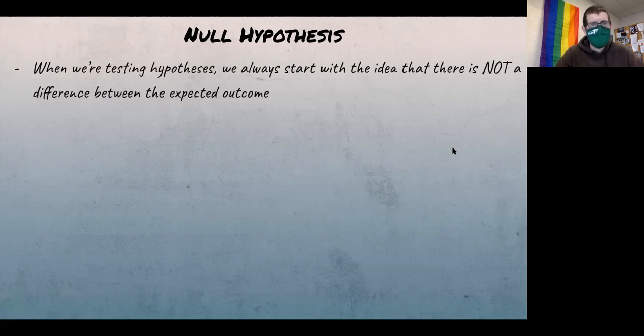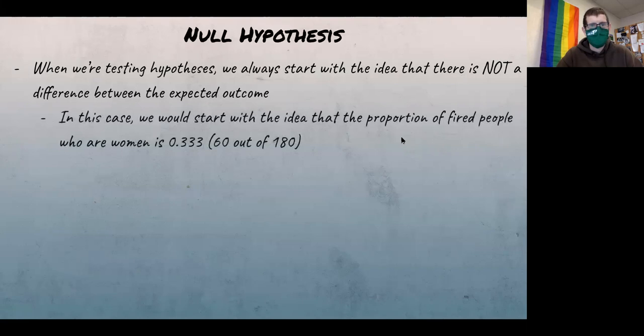So I'm going to throw out some concepts today that won't necessarily make sense right away because we're not doing this in the context of a problem, but it will make sense once we have some problems. When we're hypothesis testing, we always start with the idea that there is no difference between what we got and what we'd expect, okay? There's no difference between the expected outcome. So we're going to start with the idea that the proportion of fired people who are women is 33%, because 33% of them are women. So we would expect 33% of the people fired to be women.